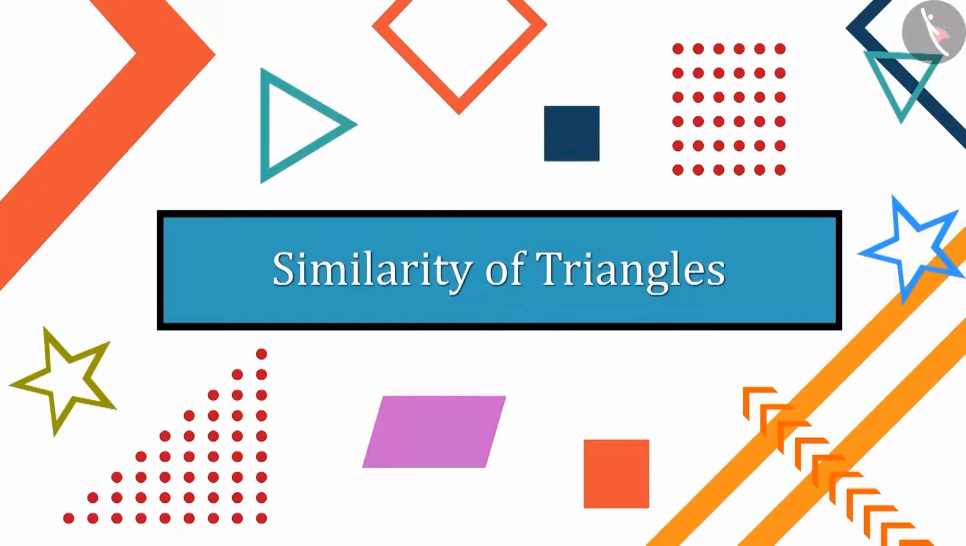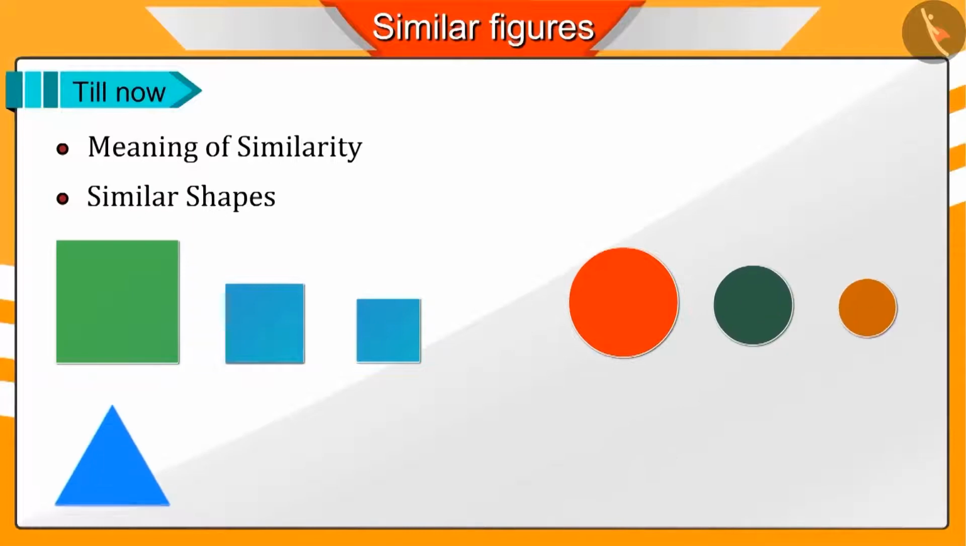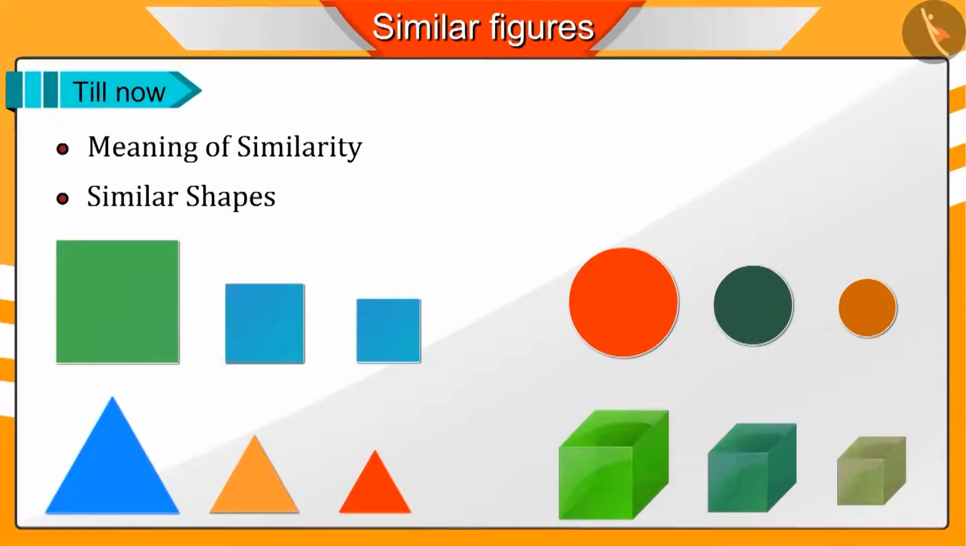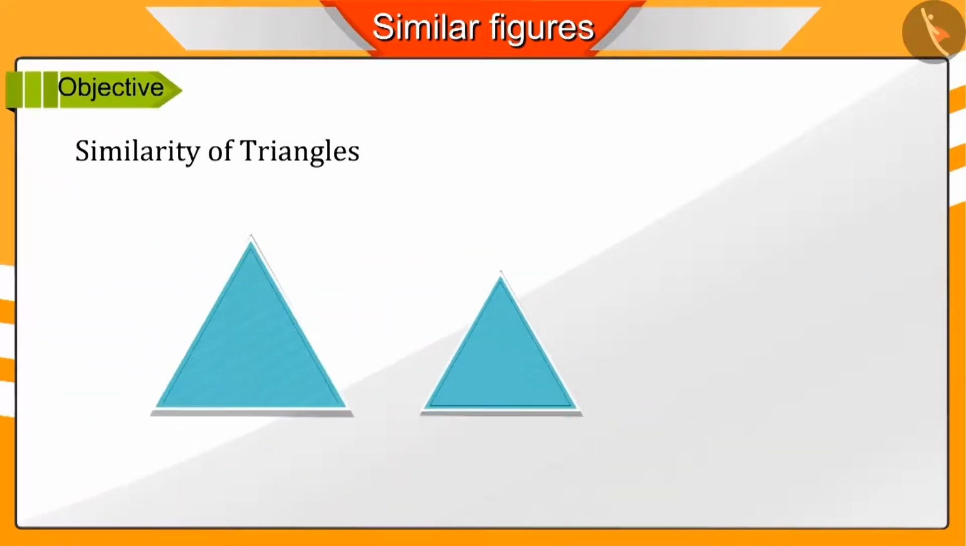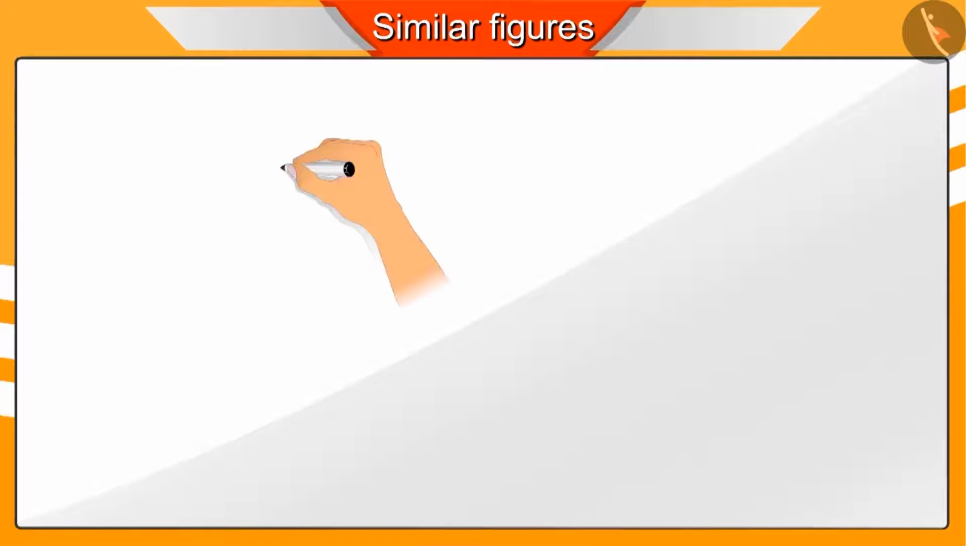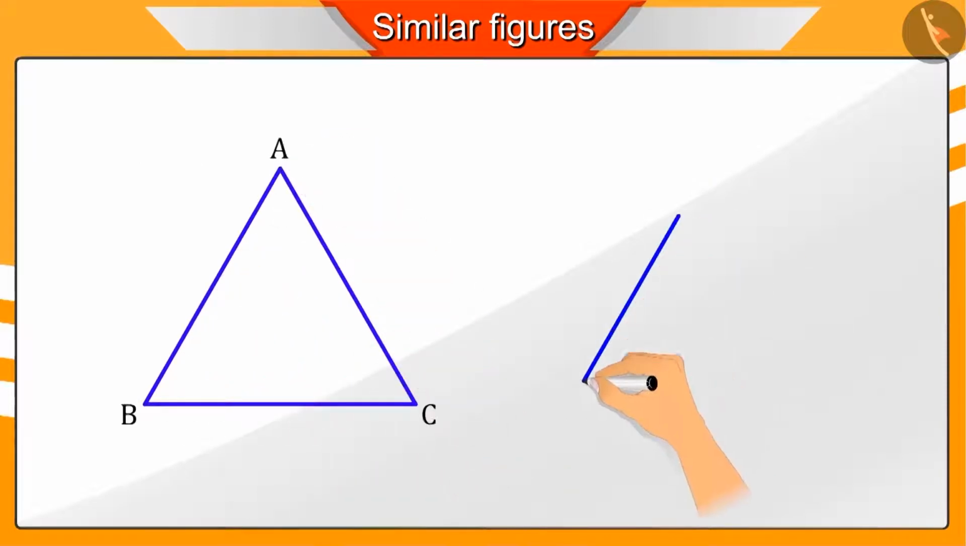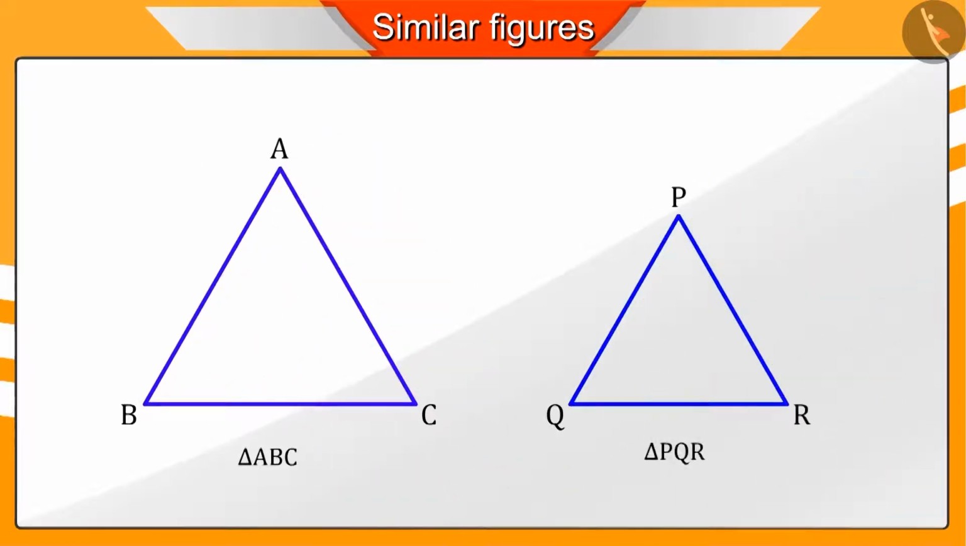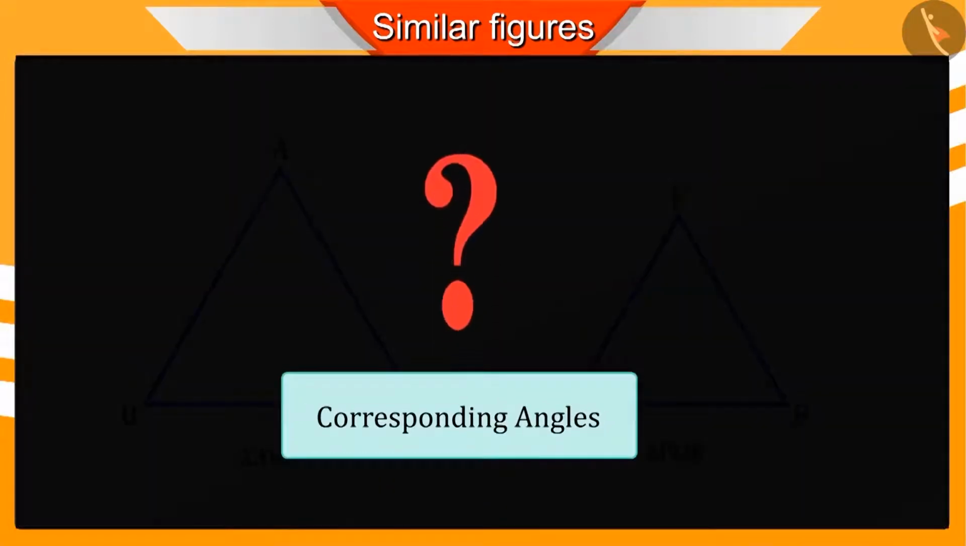Welcome to this video. In the previous video, we learned about the meaning of similarity and similar shapes. Now, we'll move forward. We'll learn about the similarity of triangles. Here, we have two triangles, ABC and PQR. Can you name the corresponding angles of these triangles?